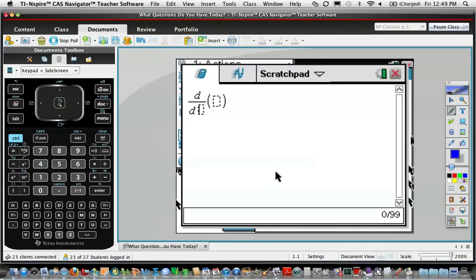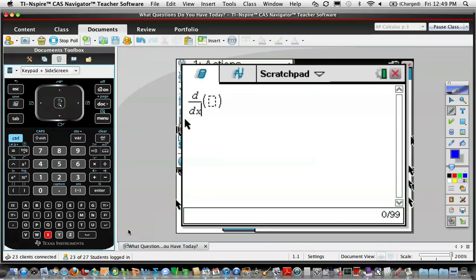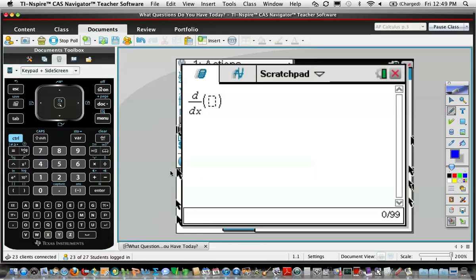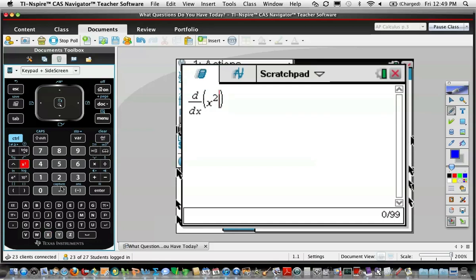So now let's get back to the calculator. So let's say we wanted to do the derivative of x squared on our calculator. I just go into this box right here, and I hit an x. And I come up into this box, and I type in, let's do an x squared. And I hit enter, and it'll do the derivative.